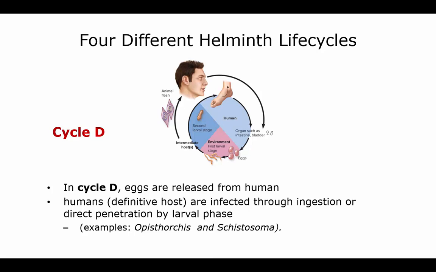In cycle D, the eggs are released from the human. The humans are the definitive host, and the way they were infected is through ingestion or direct penetration by the larval phase.